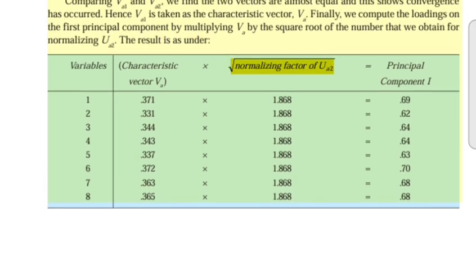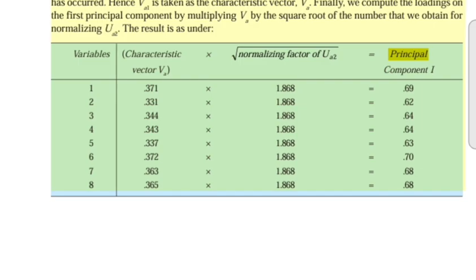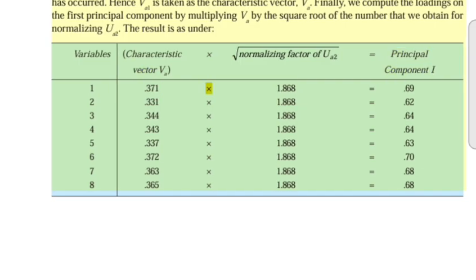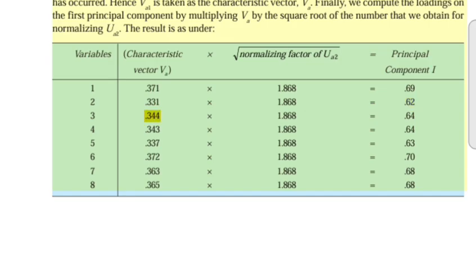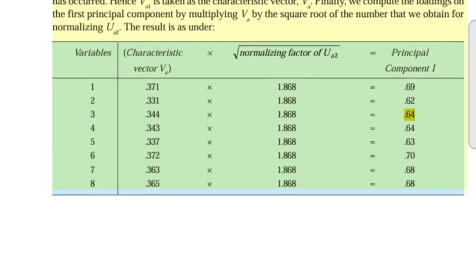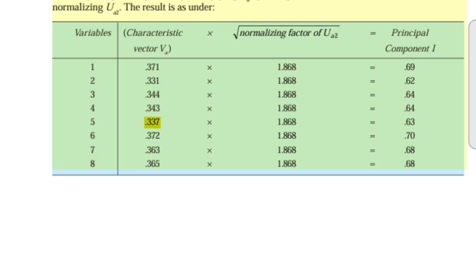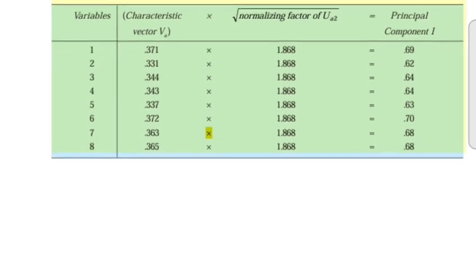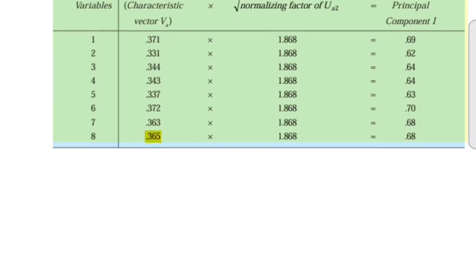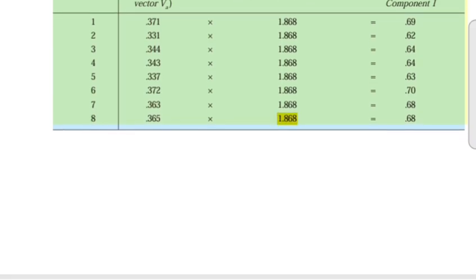Variables, characteristic times normalizing factor of UA2 equals principal vector VA, component I: 1.371 times 1.868 equals 0.69; 2.331 times 1.868 equals 0.62; 3.344 times 1.868 equals 0.64; 4.343 times 1.868 equals 0.64; 5.337 times 1.868 equals 0.63; 6.372 times 1.868 equals 0.70; 7.363 times 1.868 equals 0.68; 8.365 times 1.868 equals 0.68.